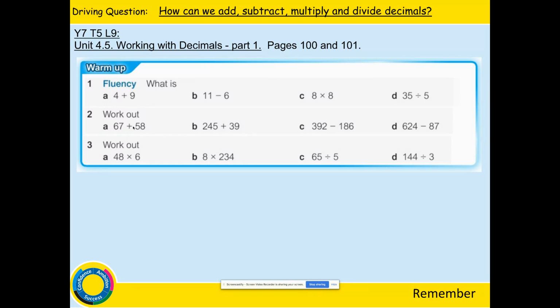Okay, let's quickly go through the answers. 4 add 9 is 13. 11 subtract 6 is 5. 8 multiplied by 8 is 64. 35 divided by 5 is 7.